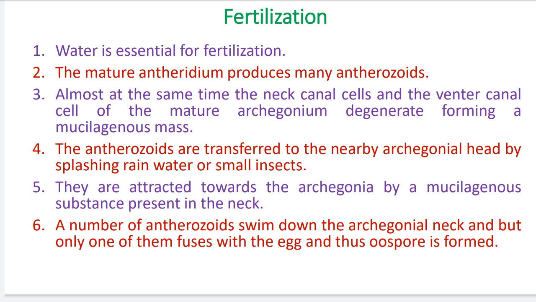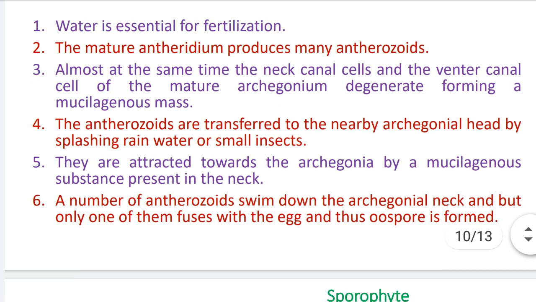Okay, we already discussed this. Number six, a number of antherozoids swim down the archegonial neck, but only one of them fuses with the egg, and thus the oospore is formed. So in this way, the male nucleus present in the sperm and the female nucleus present in the egg fuse, and the diploid zygotic condition is formed in the archegonium. In this way fertilization is over, and post-fertilization changes take place in the zygote at the position of the archegonium. When post-fertilization changes start, that is the beginning of the sporophytic plant body. So in this way, the sporophytic plant body develops on the gametophytic plant body.